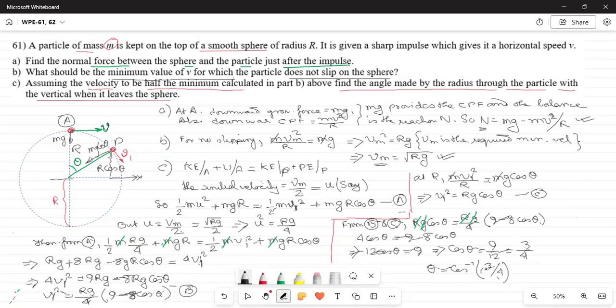So we have got the minimum velocity Vm, which is equal to under root rg. And if it initially starts from the point A with a velocity equal to under root rg divided by 2, half of this minimum velocity, then at an angle theta, where cos theta equals 3 by 4, this particle will slip off the sphere, right? Now we shall go to the next problem to solve.